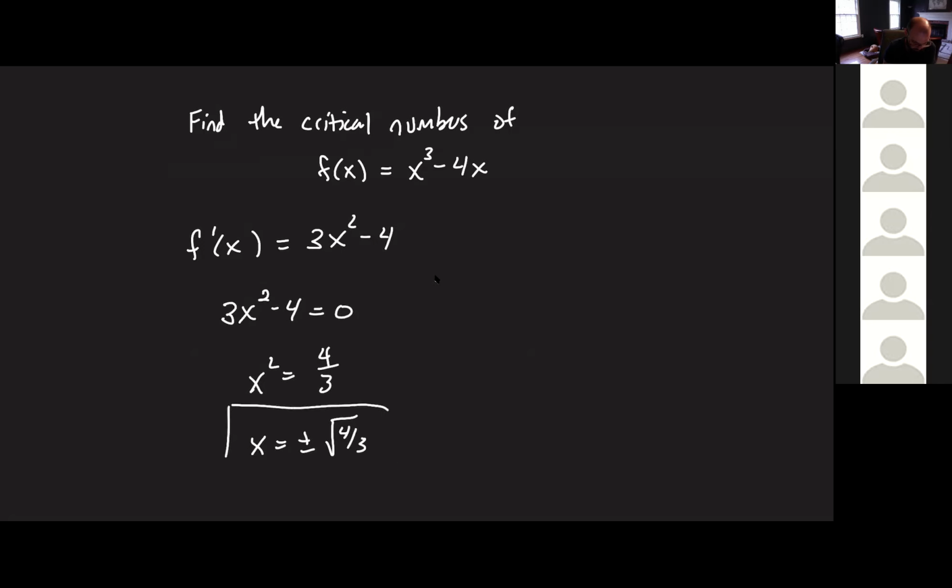Okay. Now, if we're going to use the first derivative test, we could try to identify at each of these values whether we have a local max or a local min. Okay, so what we're going to do is set up what we call a sign chart.